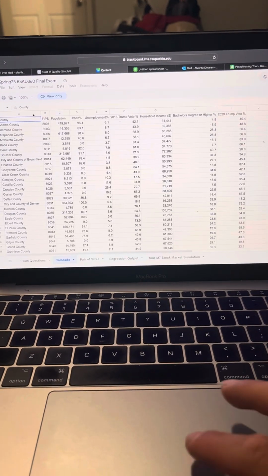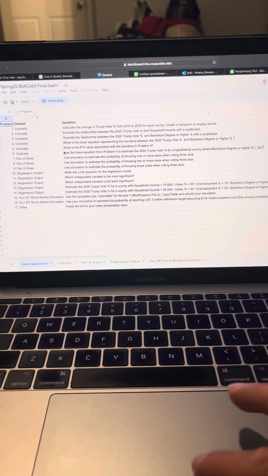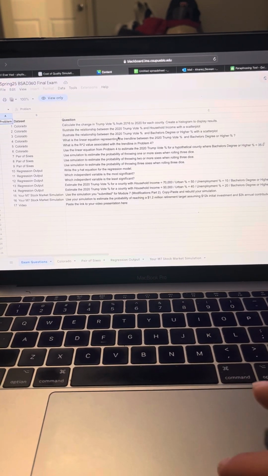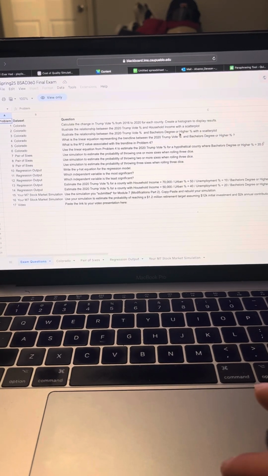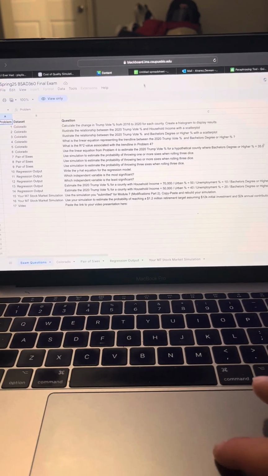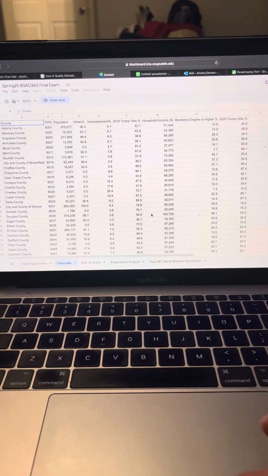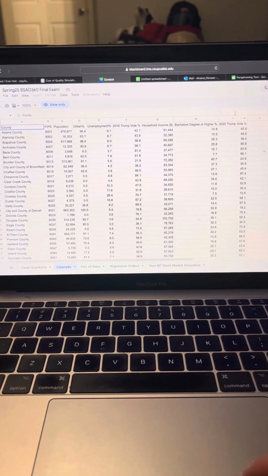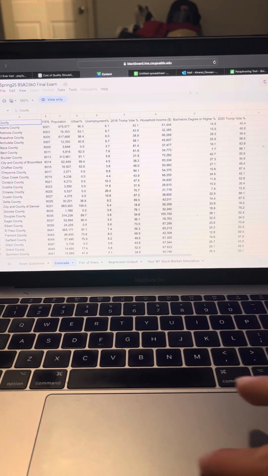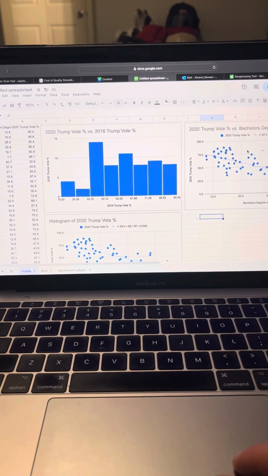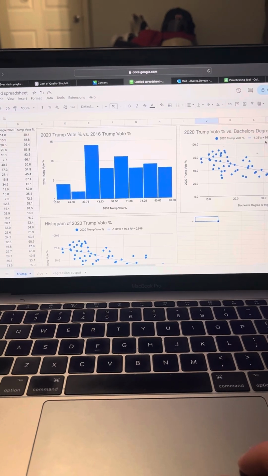And then number three, I did the same thing where it says illustrate the relationship between the 2020 Trump vote percent and bachelor's degree or higher percent with a scatter plot. And I got the data from here in columns H and I. And I did the same thing I did here, insert, chart, and scatter plot it.